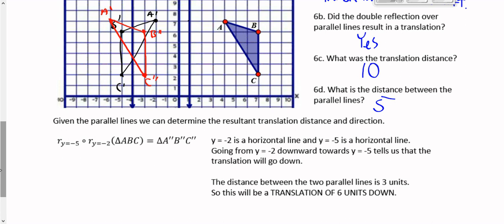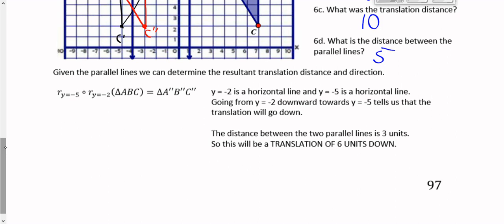Now this one asked you to do a reflection first, y equals -2, and then y equals -5. Just think about this for a minute. If we start somewhere and do a reflection y equals -2, and then at y equals -5, is this going to be moving up and down or left and right?